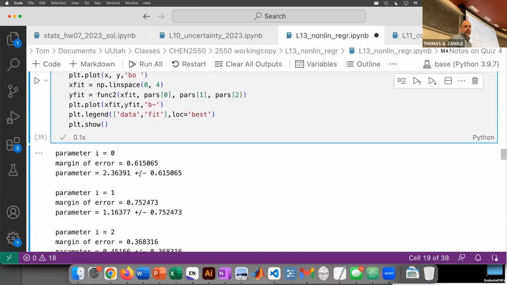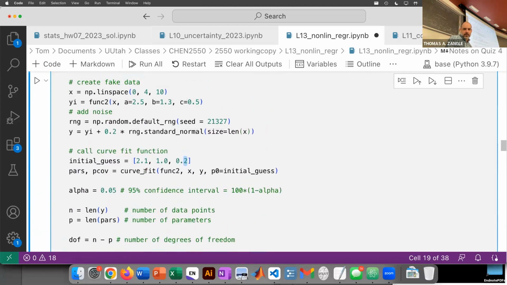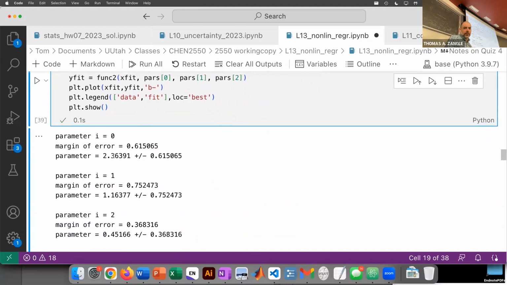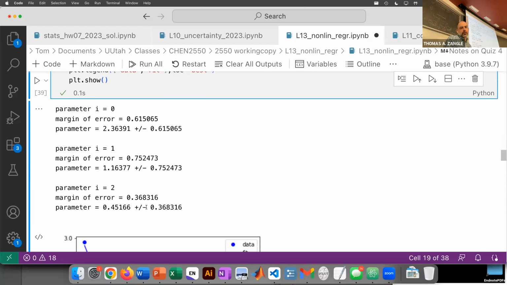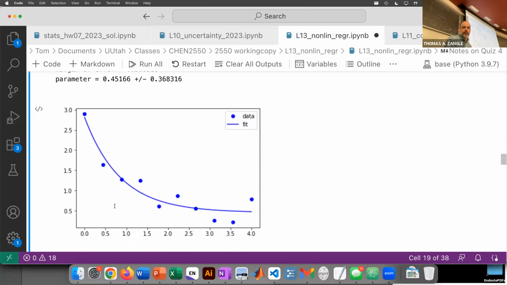So in this case, for our first parameter, we know the input was 2.5. We end up with an output of 2.4 plus or minus 0.6. So that's definitely within range. This one, I believe, was 1.3. We ended up with 1.2 plus or minus 0.8. So again, it's within range. And our third parameter looks reasonable with what we knew it should be, about 0.5.